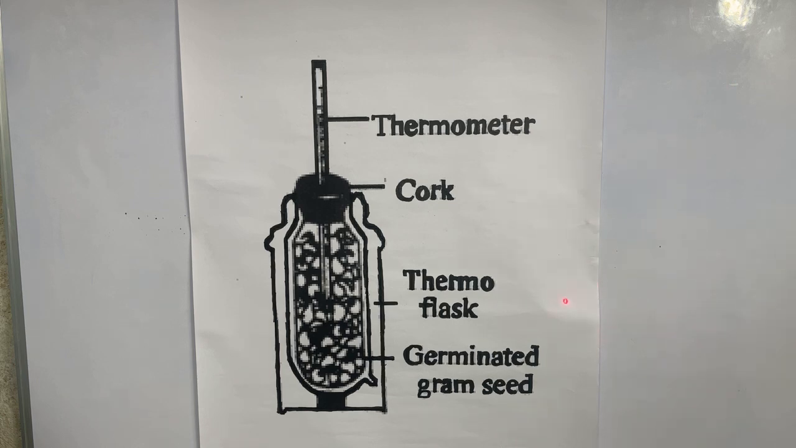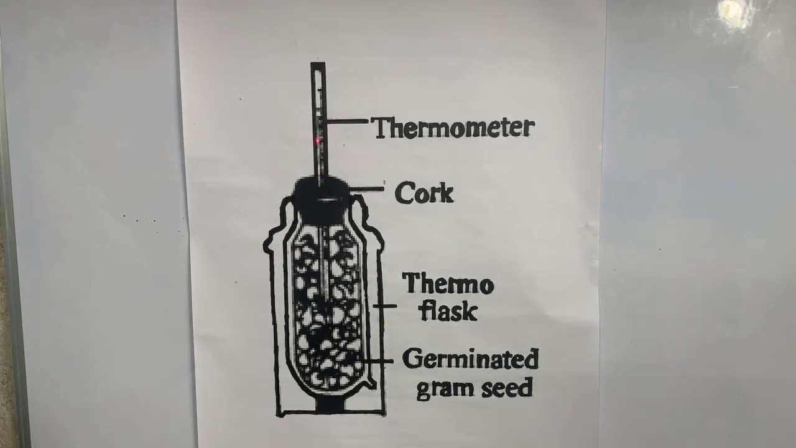And here, but in this case, you can see, germinating seeds I kept and thermometer I kept. Suppose thermometer reading is 10 degrees here, and after a certain time, with germinated seeds provided here, the temperature went to 25. That means 15 degrees temperature is raised.